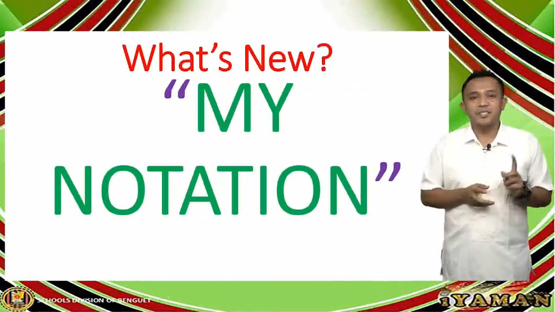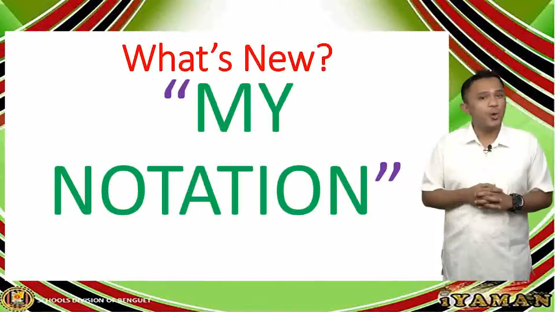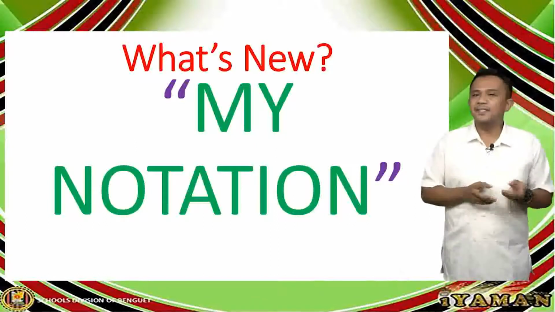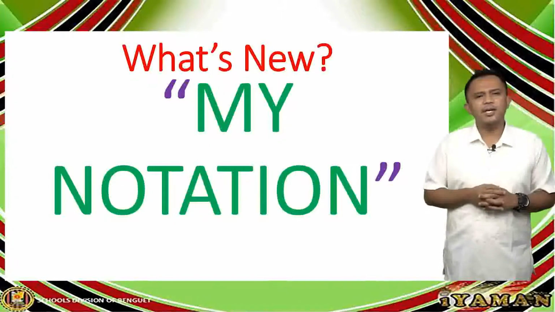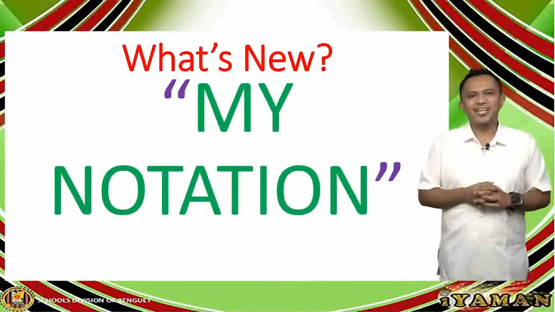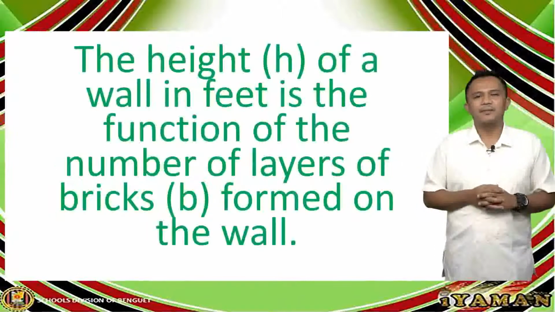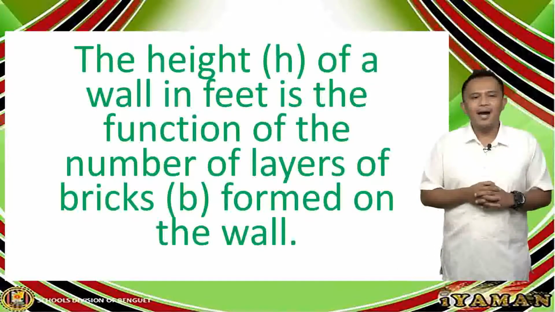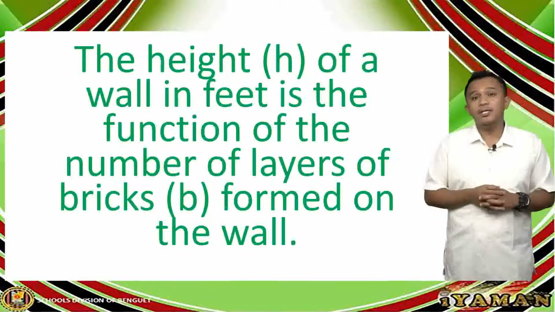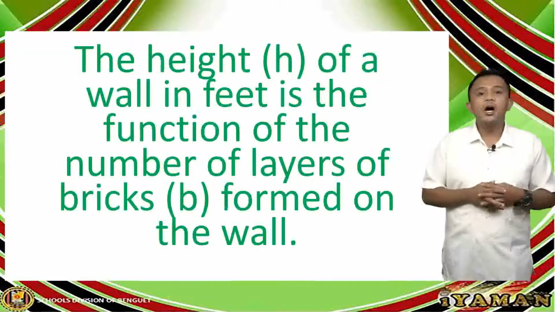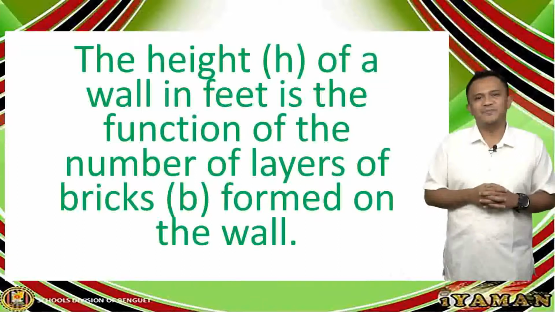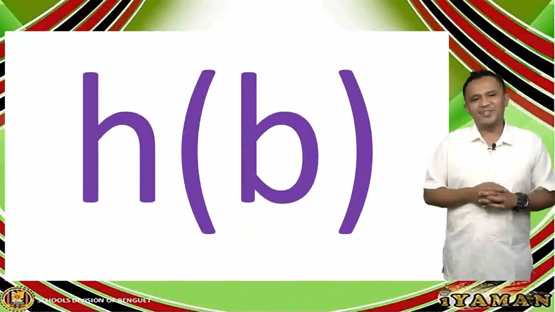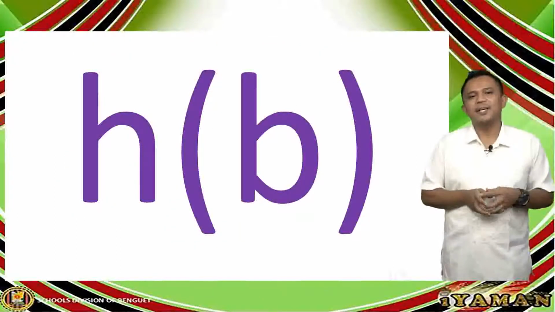Now, let us do function notation in your module's What's New part. In this activity, you will be given a function statement, then you will write its correct function notation. Are you ready? Okay, let's do this. The first one. The height h of a wall in feet is the function of the number of layers of bricks B formed on the wall. You are correct. That is h of B.